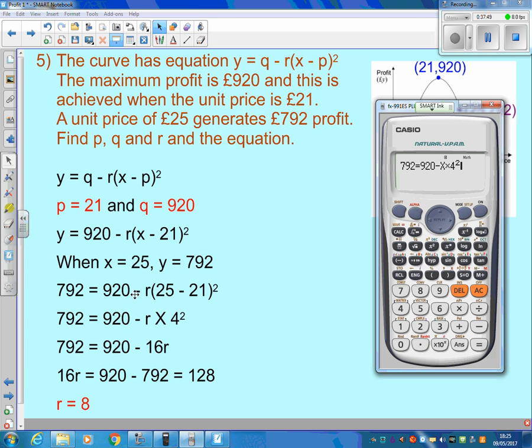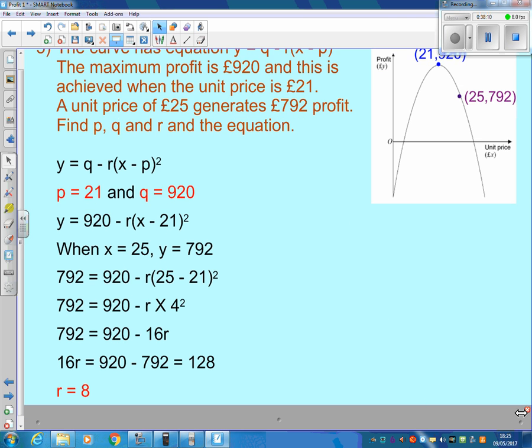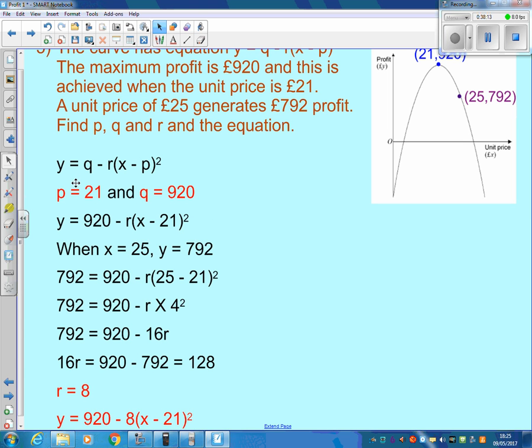So I've got 792 equals 920 minus, oh, I could have even done it from here, but I'm not going to change it again. I'm doing it from there. Okay, and then shift solve. Solve for any value, there equals, and I get x as 8. So I put x instead of r is 8. Now let's write down our equation. So our equation finally becomes 920 minus 8 instead of the r, times x minus 21 squared. That is my equation of that curve.